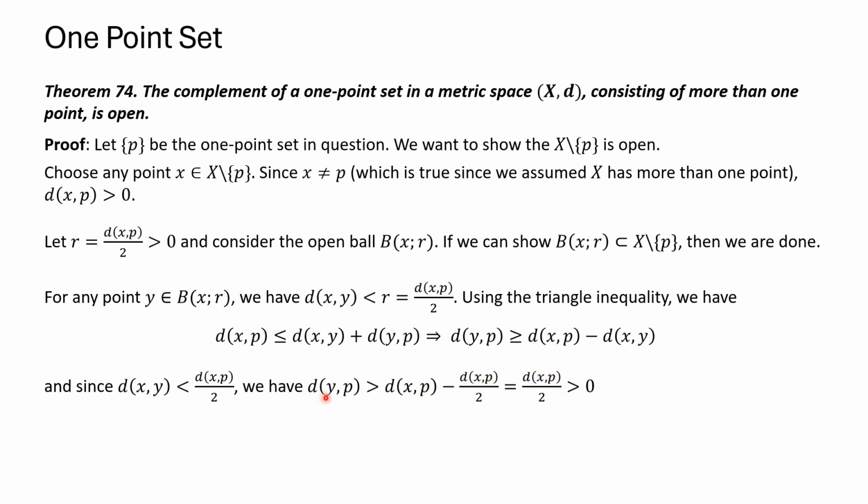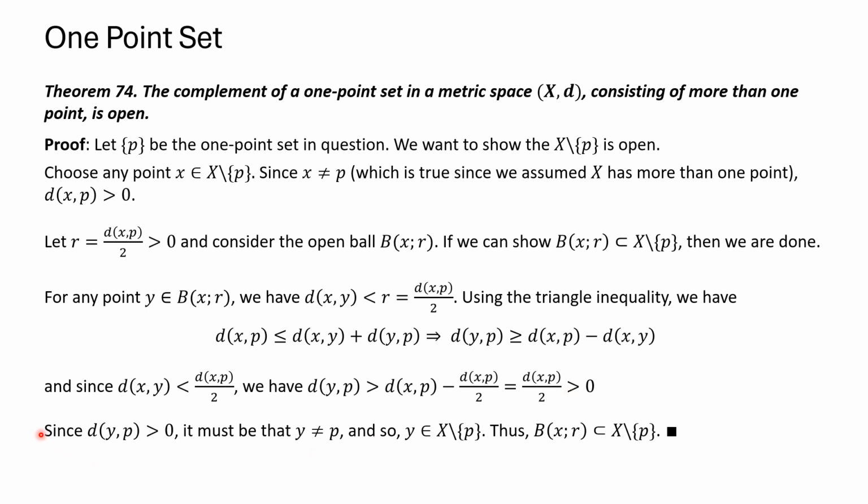So we get the distance from y to p is greater than the distance from x to p divided by 2. So the distance from y to p is greater than 0, meaning that y could not equal p. That's just from the definition of a metric space. And so if y is not equal to p, y is in the complement of p. Since y was any element from the open ball here, that means this open ball is a subset of the complement of P, and that's what we set out to prove.